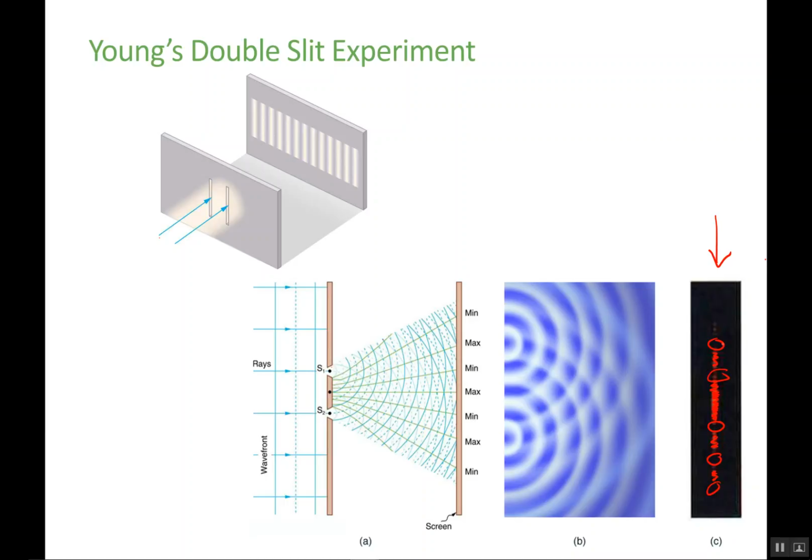So what we see is in the Young double slit experiment, we have a two slit interference pattern superimposed on a one slit diffraction pattern. Both patterns are there simultaneously.